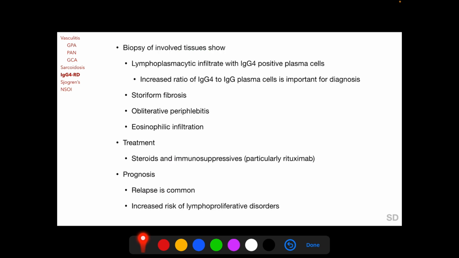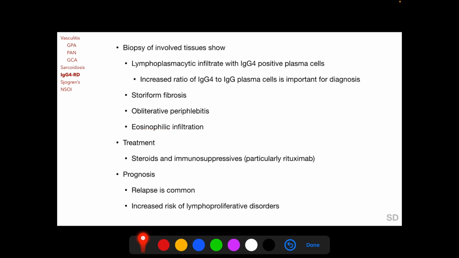Biopsy of involved tissues shows lymphoplasmacytic infiltrates with IgG4 positive plasma cells, and there is an increased ratio of IgG4 to IgG plasma cells, and this increased ratio is important for diagnosis. We also find storiform fibrosis, which means a whorl-like pattern of fibrosis, obliterative periphlebitis along with eosinophilic infiltration.